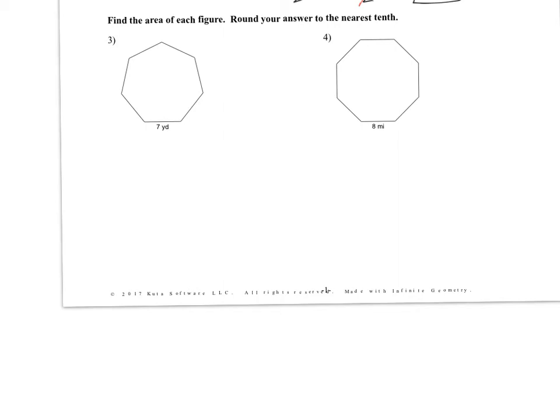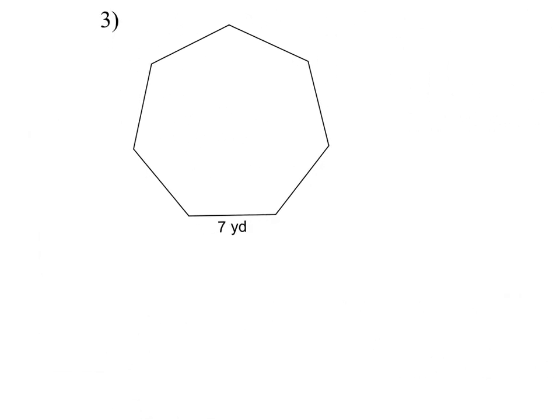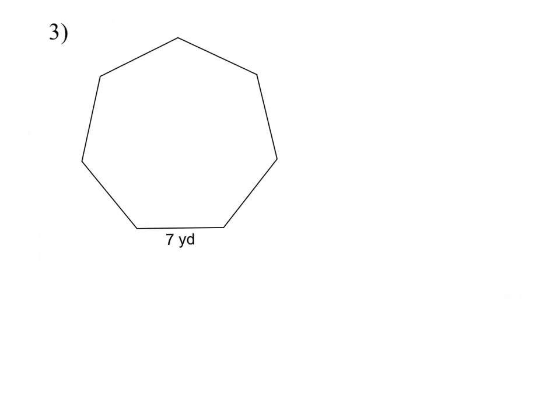Remember, your answers might be a few decimal places off of mine, and that's just because of where you rounded and how you rounded. But as long as you're pretty close to my answer, then you'll be fine when it comes to test or quiz time. We're going to solve using the same method. We're going to do area equals apothem times perimeter divided by 2.